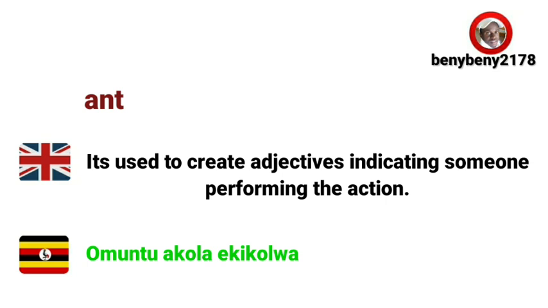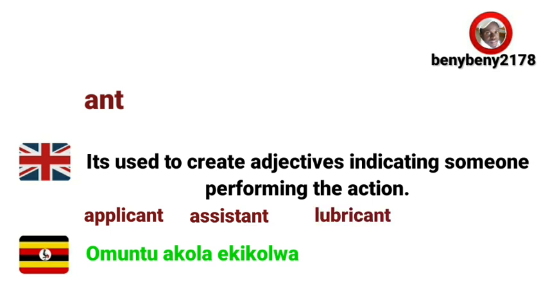For example, applicant. Another one, assistant. Remember, it ends with ant. Another one, lubricant. Once again, this ant is used to create adjectives indicating someone performing the action. An example, applicant, assistant, lubricant.